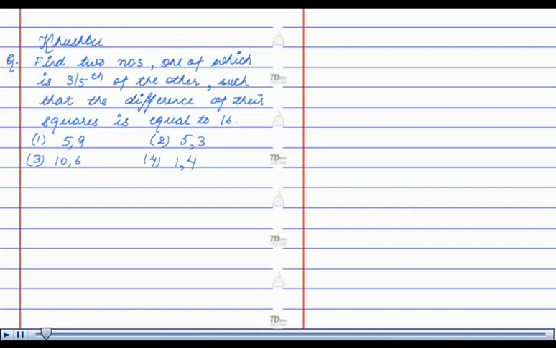Hello, I am Khushbu. The question is, find two numbers, one of which is 3/5 of the other, such that the difference of their squares is equal to 16.